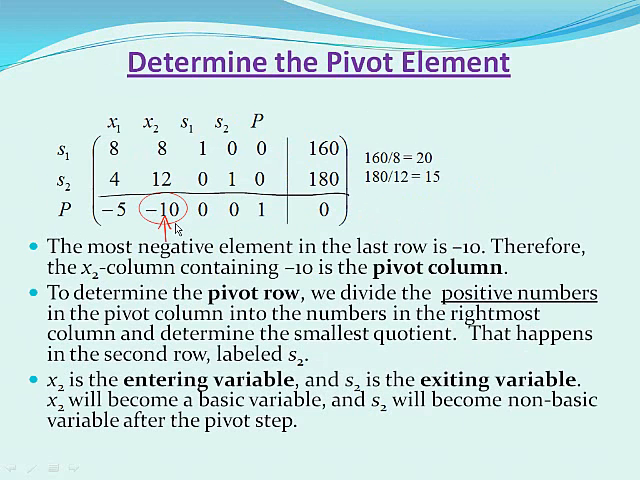Determine the pivot element. The most negative element in the last row is negative 10, so that will be the pivot column. And if we calculate the ratios, 160 over 8, we will get 20, and 180 over 12, we will get 15. We take the least ratio, and the row containing the least ratio is the pivot row. So 12 is the pivot element.